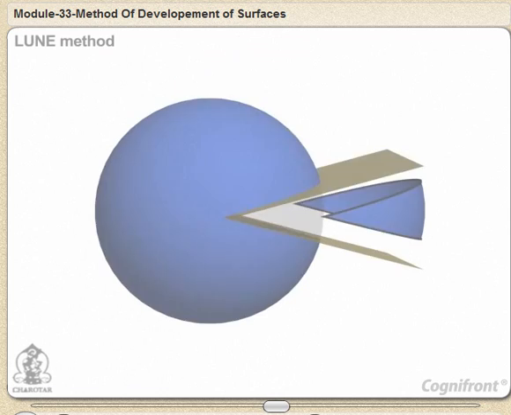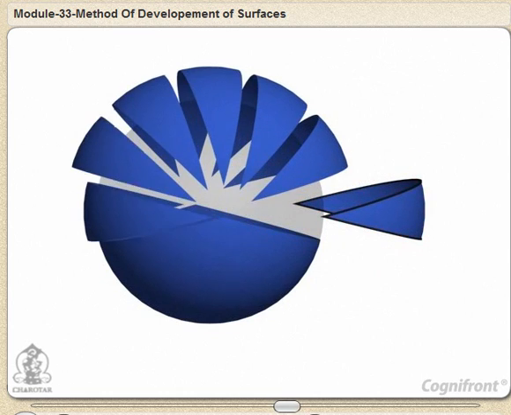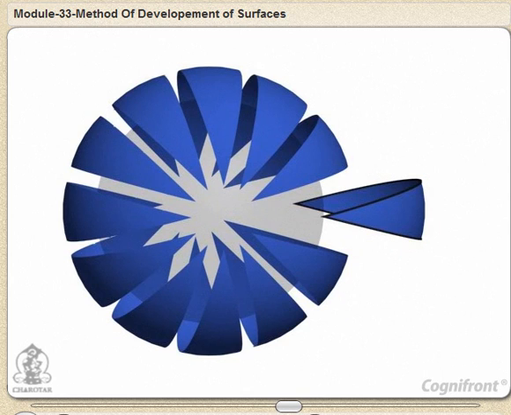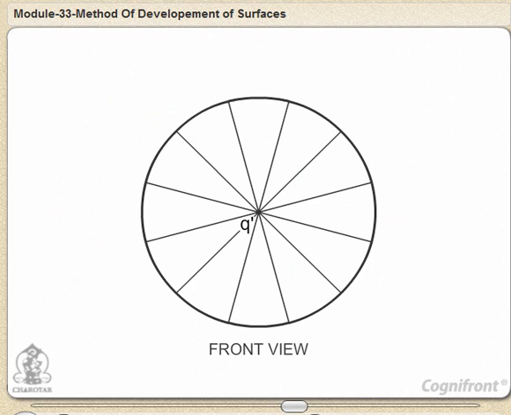Division in lunes. Lune is the portion between two planes which contain the axis of the sphere. For development, let us divide the sphere into 12 lunes as shown in 3D view. Similarly, divide the sphere in front view into 12 lunes. Select one lune as shown with shaded portion for development.